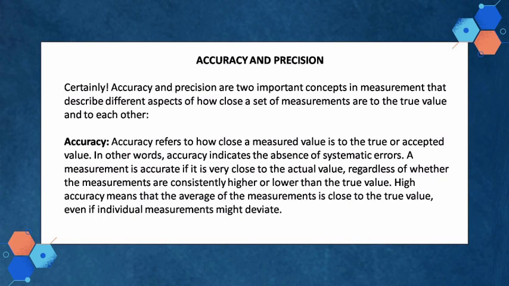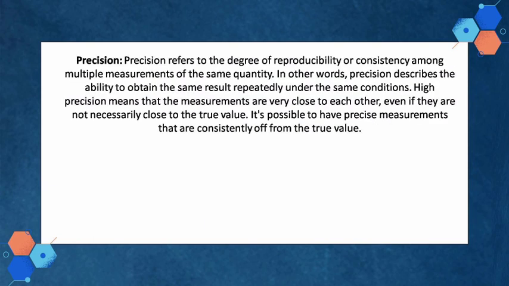High accuracy means that the average of the measurements is close to the true value, even if individual measurements might deviate. Second, precision. Precision refers to the degree of reproducibility or consistency among multiple measurements of the same quantity. In other words, precision describes the ability to obtain the same result repeatedly under the same conditions. High precision means that the measurements are very close to each other, even if they are not necessarily close to the true value. It's possible to have precise measurements that are consistently off from the true value.